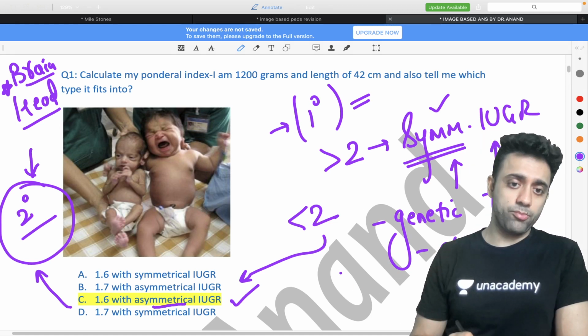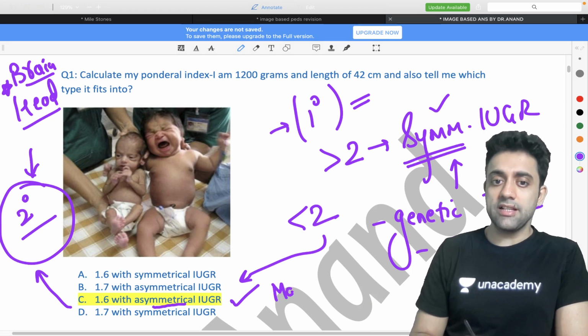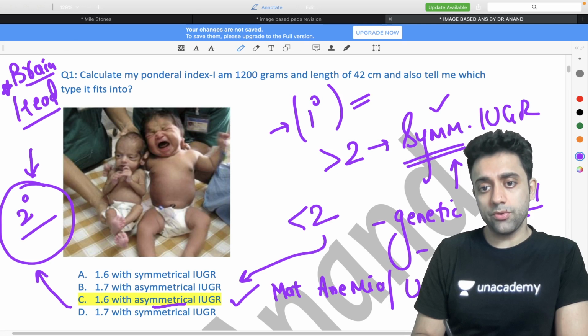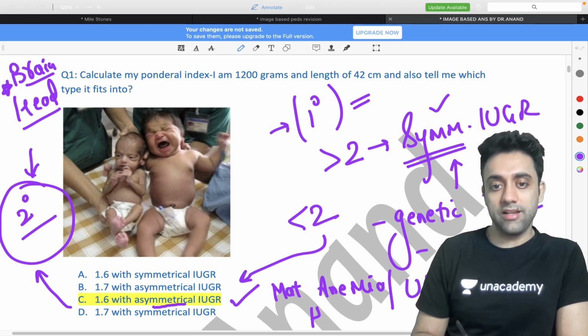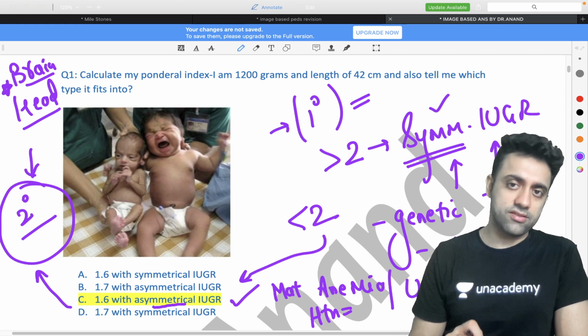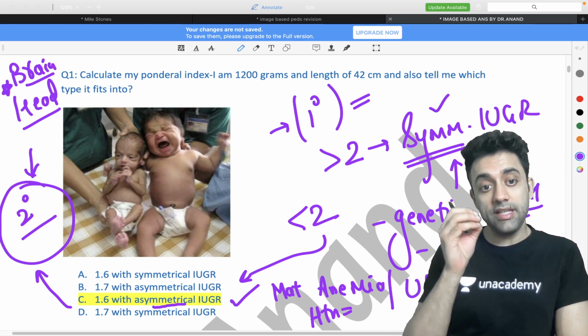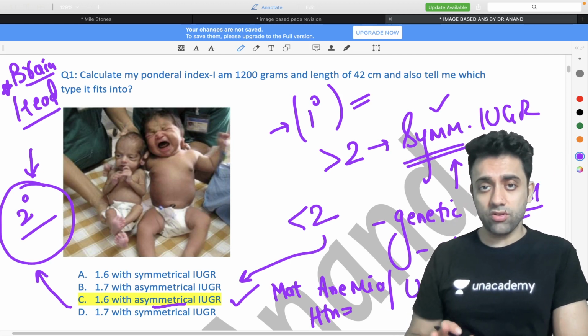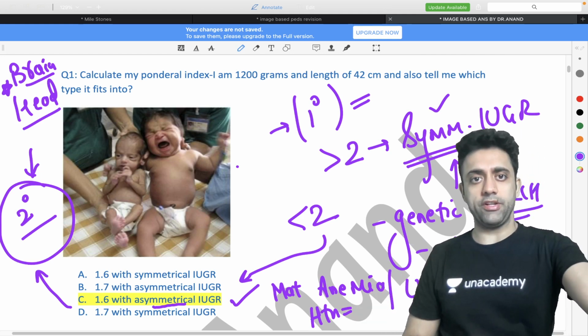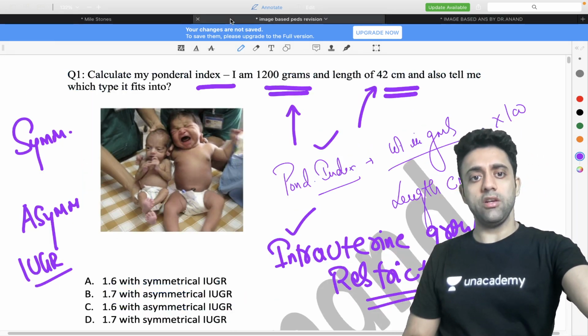That is known as asymmetrical intrauterine growth restriction. And what are the important causes of asymmetrical IUGR? The answer is maternal anemia. The answer could be uteroplacental insufficiency. Uteroplacental insufficiency could be maternal hypertension. So all these causes are there in the asymmetrical IUGR. Are you understanding? Yes or no? I'm asking you a question and finishing the other important pointers also. Okay, beautiful.